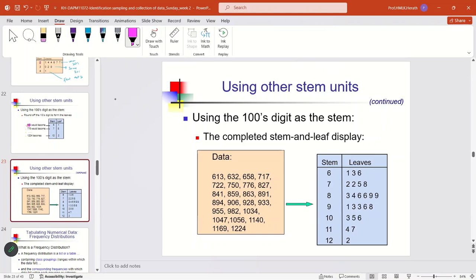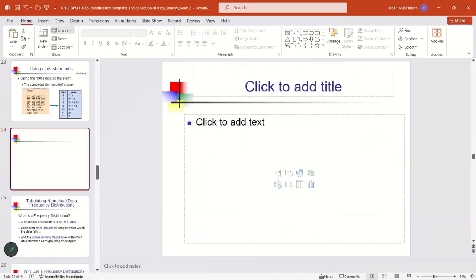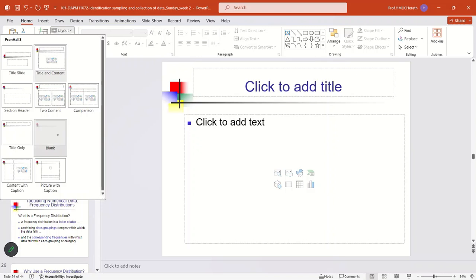Okay, what does it mean by distribution? What is distribution?